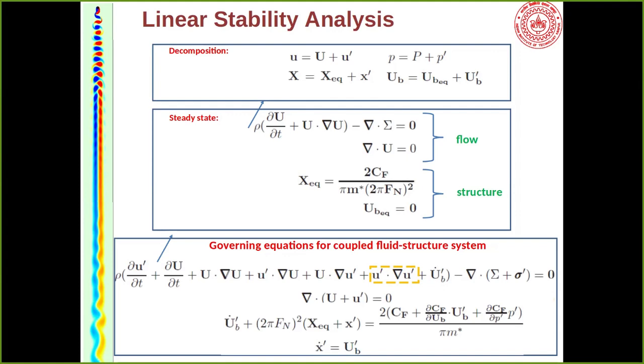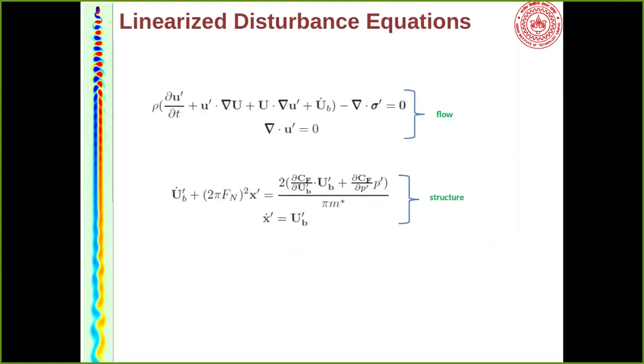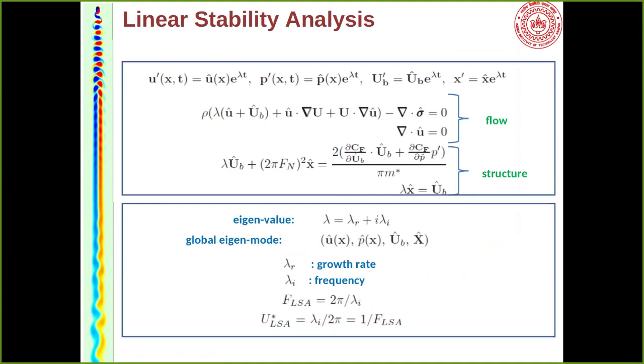And then I get the equations for the disturbance field. So these are the equations. So I linearize them by dropping the non-linear terms. These are for the flow, these are for the structure. Then I put in these eigenmodes. The U prime is U hat e to the lambda t, and the body also has an eigenfunction and e to the lambda t. And I solve for this whole problem together. The type of eigenvalue I get is the real part, imaginary part, and this is the eigenmode.